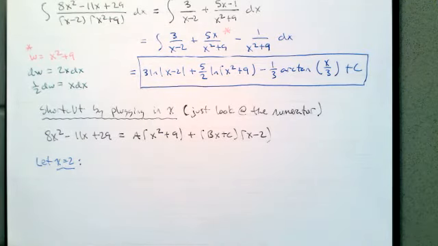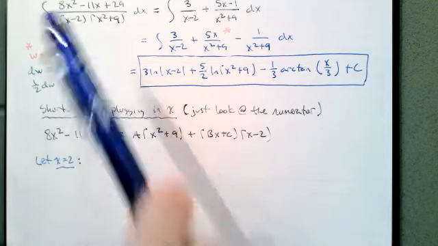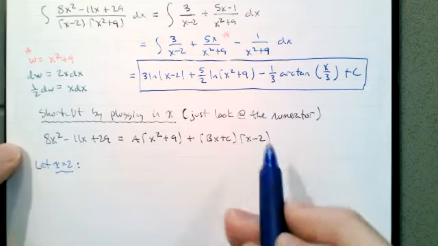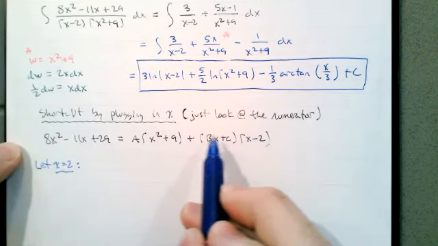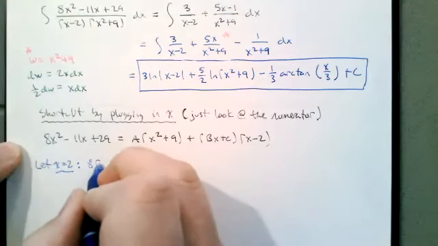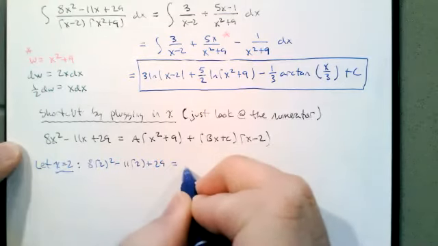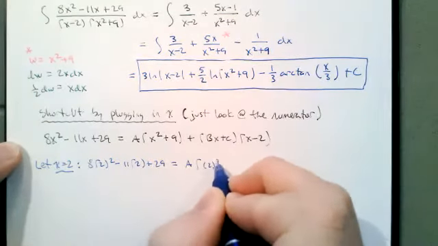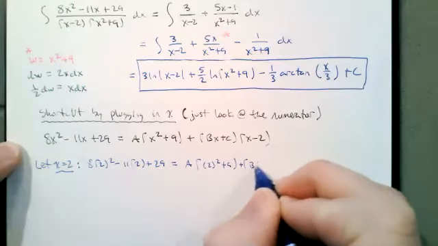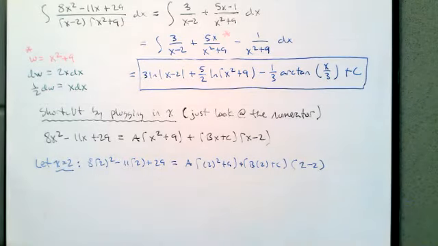And when I say let x equal 2, you say, are you sure that that's okay? And I'm like, oh, don't worry, I'm a professional. You can actually try this one at home. And we're just going to plug in 2 because it's going to eliminate this, and the only thing that's left is going to be the a. So I plug in 2, I get 8 times 2 squared minus 11 times 2 plus 29 is equal to a times 2 squared plus 9 plus b times 2 plus c times our favorite 2 minus 2.